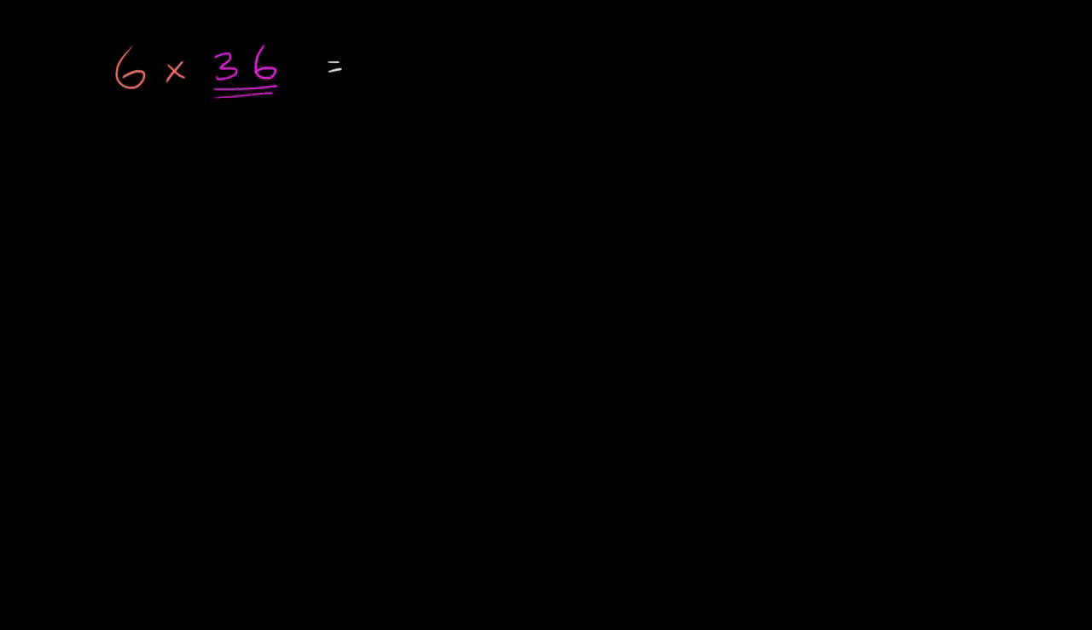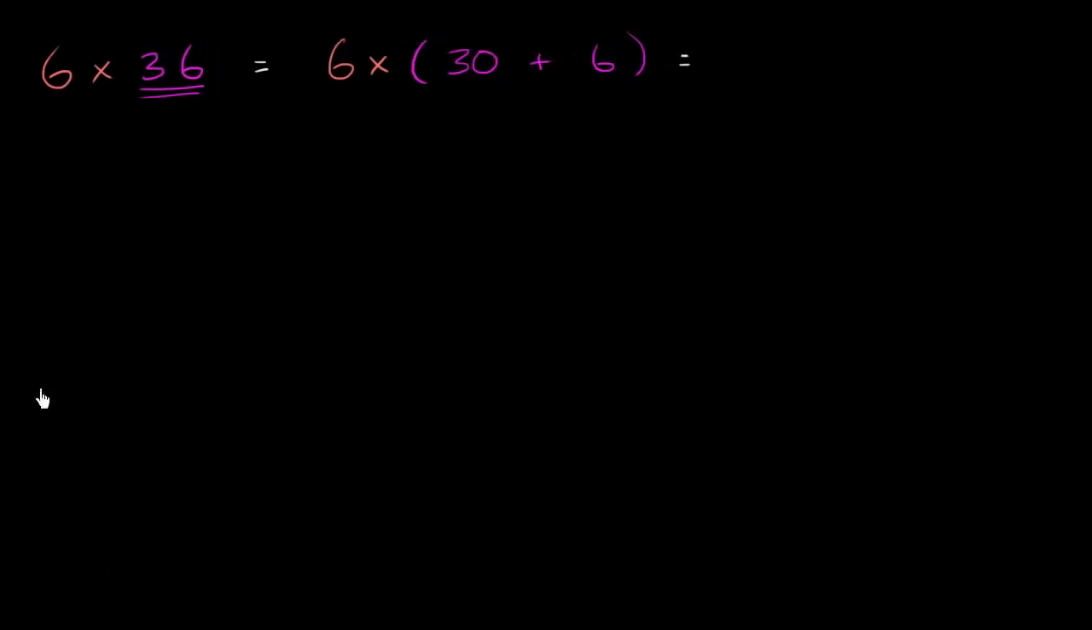So this is going to be equal to 6 times the quantity 30 plus 6. And what's this going to be? Well, we just saw 6 times these two things added together. This is going to be equal to 6 times 30 plus 6 times 6. Notice we distributed the 6. 6 times 30 plus 6 times 6.